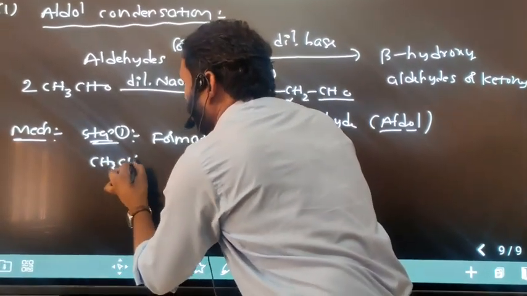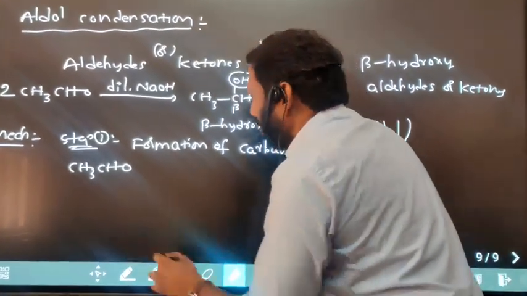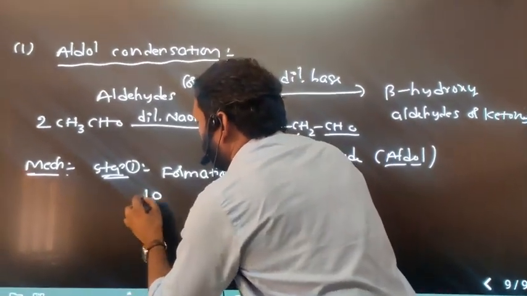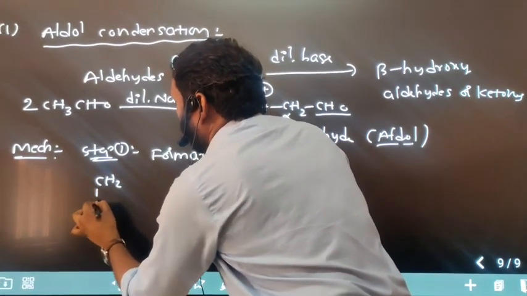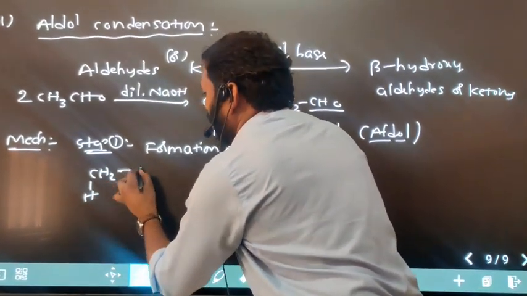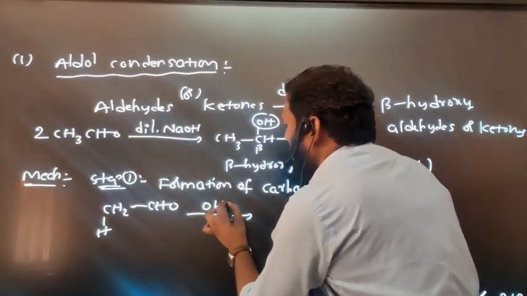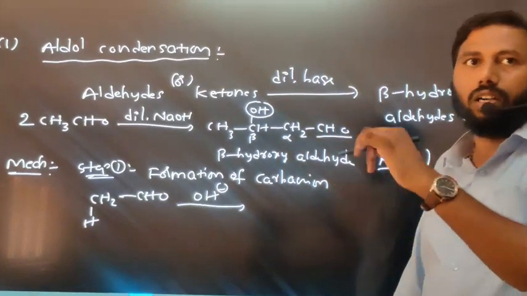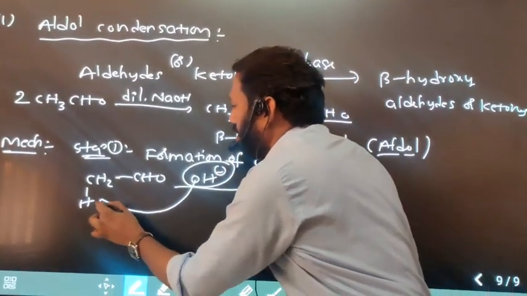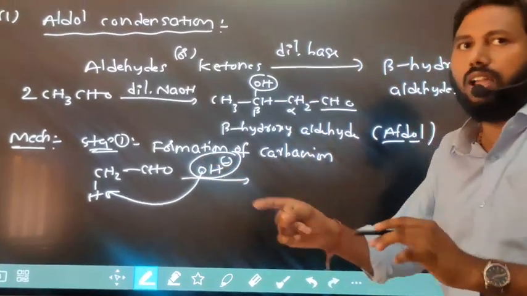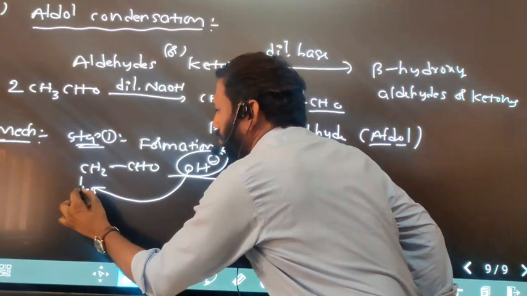I am taking acetaldehyde. So we can write it like this. It contains alpha hydrogens, thus we can write CH3 and CHO separately. When it is treated with a base, what is the nature of the base? This base can attack the proton and pick up the proton. Now H plus comes out.